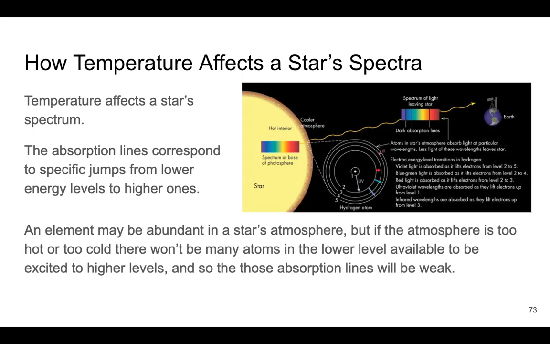So temperature is going to have a big effect on this. Remember that the lines of the star spectrum, be they emission or absorption lines, correspond to jumps from specific energy levels to other ones. So you can have the element in the star's atmosphere, but if the atmosphere is the wrong temperature, you're not going to see the absorption line from that element. It gets kind of tricky why that is. So let's talk about that.